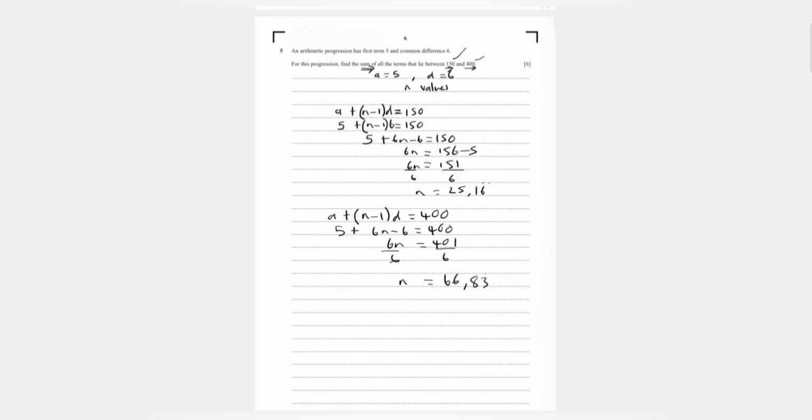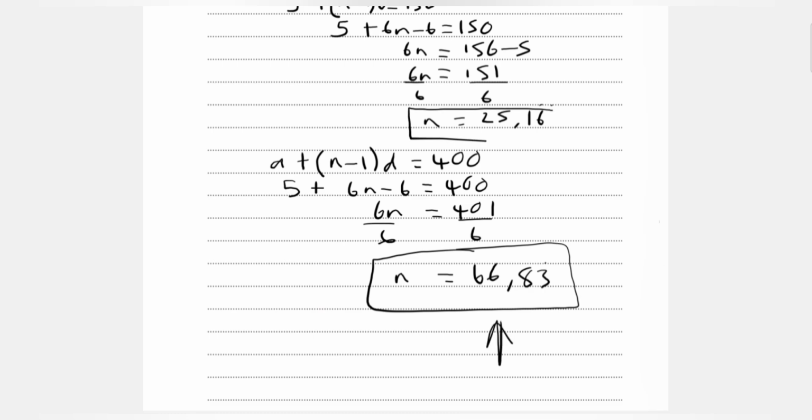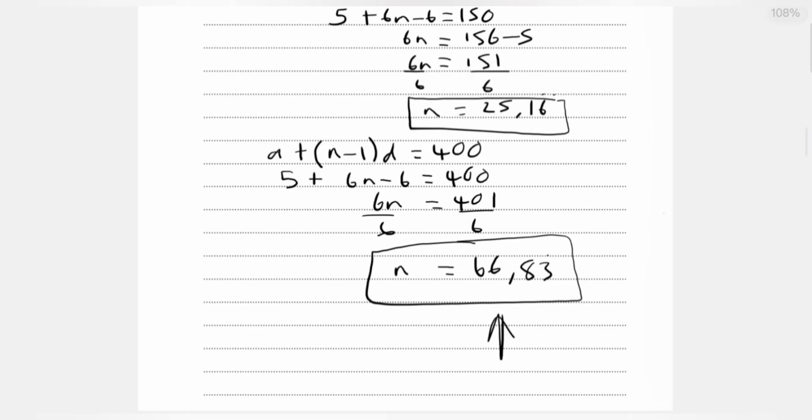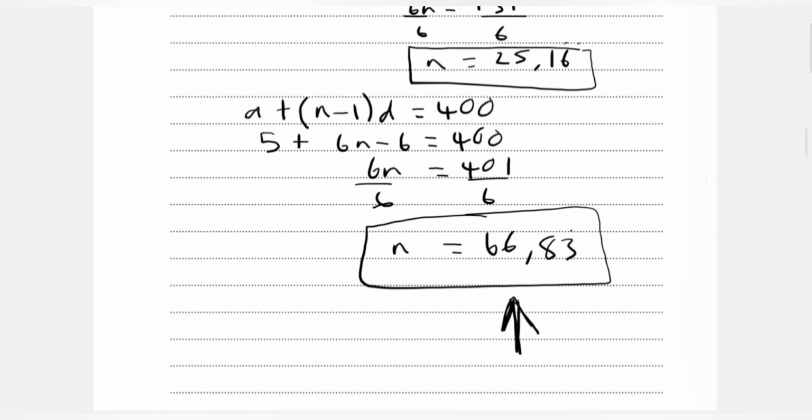So we're going to first get the sum of the first 66.83 terms, right? And we're going to subtract the answer we get after we use this n with this one, right? So we're going to get the sum of the first 66.8 terms, then we get the sum of the first 25.16 terms, then we subtract the two, right?